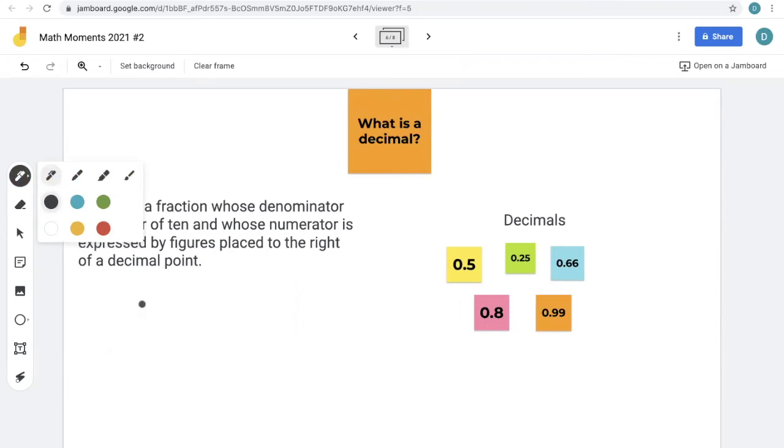So a power of 10 is going to be something like 10 or 100 or 1,000. So these are what are called powers of 10. And I'm not going to go into too much detail about it. That's for a future time. But basically, you can see, you add zeros to the end of it, and that's kind of like a power of 10. And so we also want to see that the numerator is what is to the right of the decimal point. So let's look at these decimals over here.